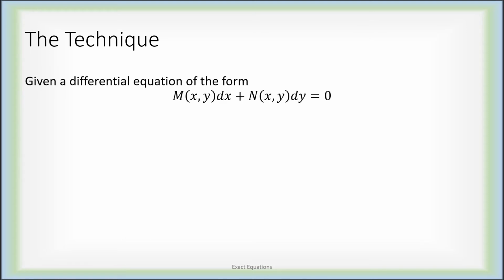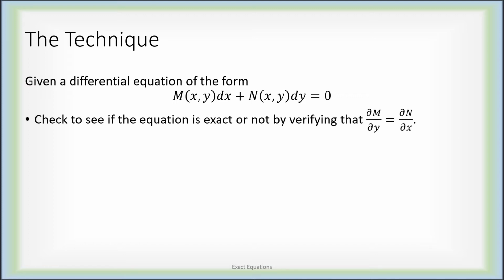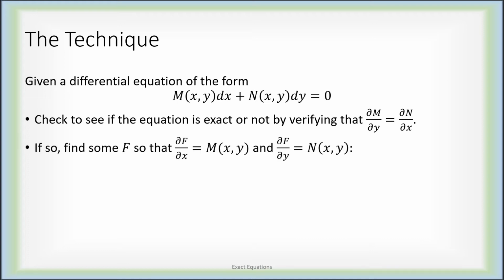So in summary, what is our technique? Given a differential equation of the form m of xy dx plus n of xy dy is 0, first check to see if it's exact or not. Take the y partial of m and compare it to the x partial of n. If they're equal, it's exact and you can proceed. If they're not equal, it's not even an exact equation. So if those are equal, you need to find some capital F so that its x partial is m and its y partial is n.